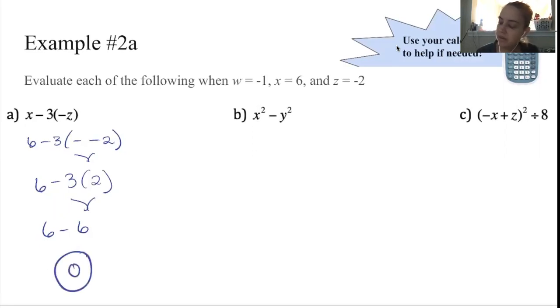Let's do this, 0. For letter B, x is 6. So I've got 6 squared minus y squared. Y, I don't have a y on my list.